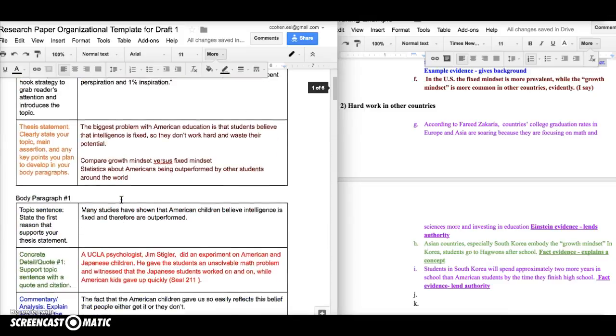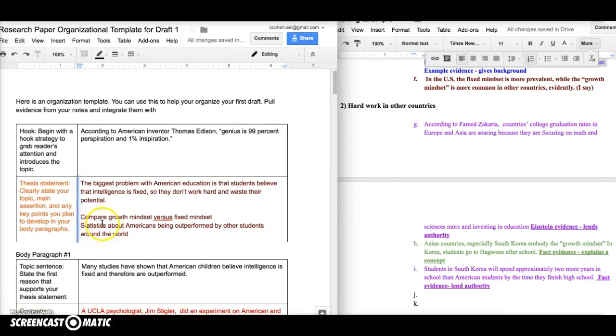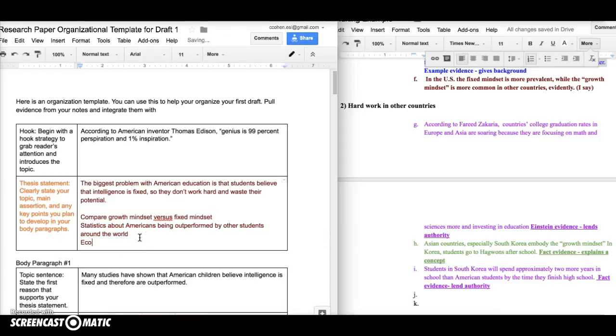I also went back and added a couple things here to my introduction, because here it says any key points that you plan to develop, you want to mention in your introduction. So I'm going to just give a brief introduction to, like Fareed Zakaria does, right? He gives some statistics about how Americans are being outperformed by students all over the world, right? And how we have economic problems because of it. And then I'm going to quickly describe this growth mindset versus fixed mindset before I state my thesis.